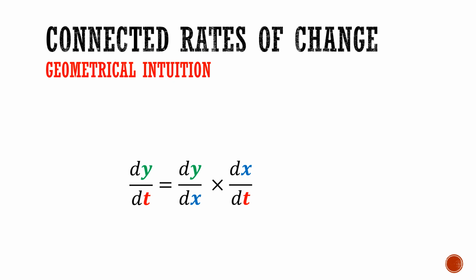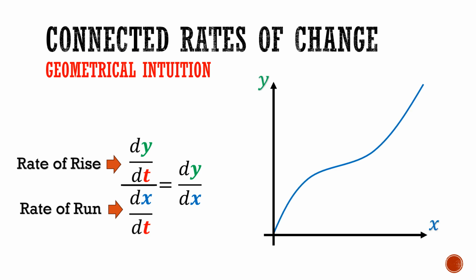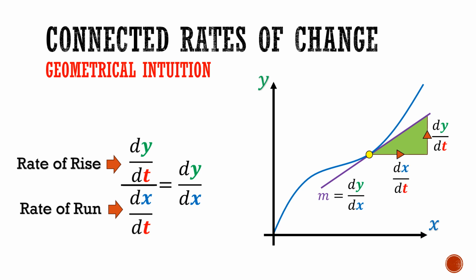A geometrical intuition of this formula is as follows. If we rearrange the formula this way, you can see that dy/dx, which is the gradient function, is equal to the ratio of the rate of rise against the rate of run. If we draw this on the xy axis and we consider the gradient function at this yellow point, you can imagine that the dy/dx, the gradient, is equal to how fast this point is running upwards divided by how fast the point is running forwards.